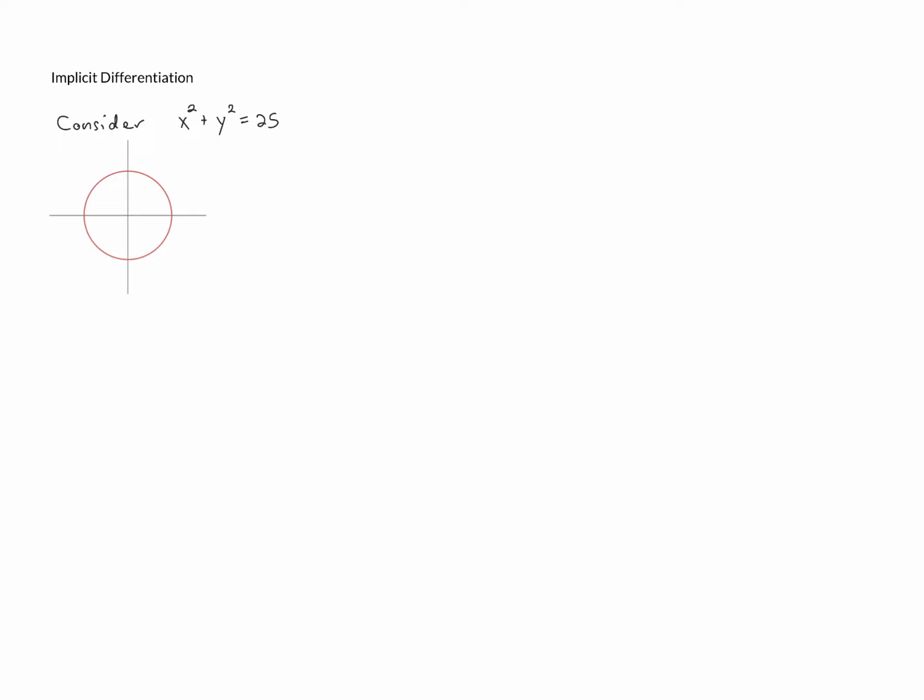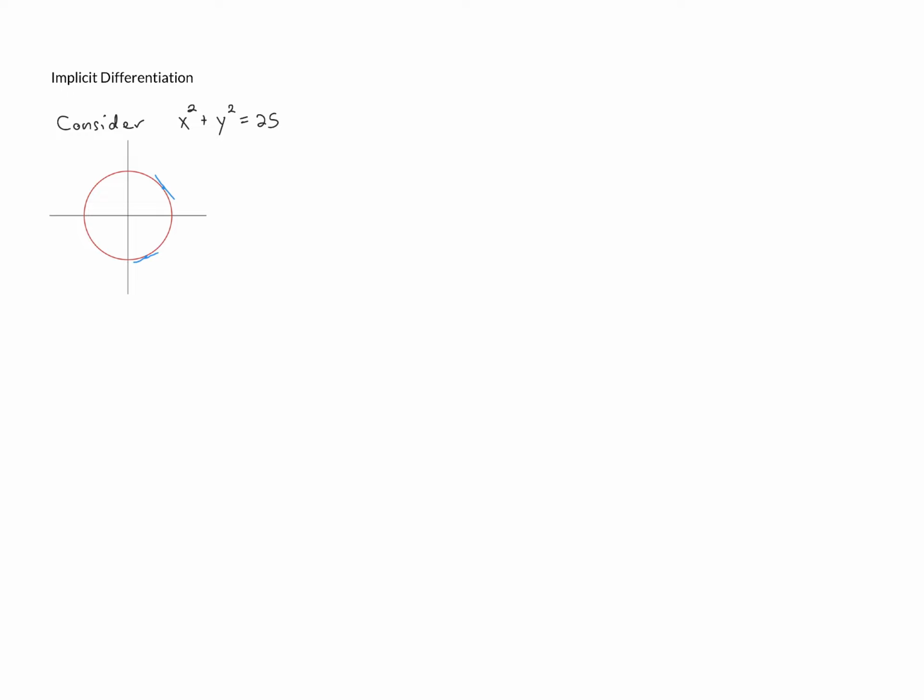It looks like this. It's got center at the origin and radius 5. I haven't labeled my axes, just want to get a very brief glimpse of what these look like. So here we have a shape, and we very well might want to know what the slopes of the tangent lines are going to be at different points. Any point on this circle is going to have a tangent line. So we want a method that's going to work here.